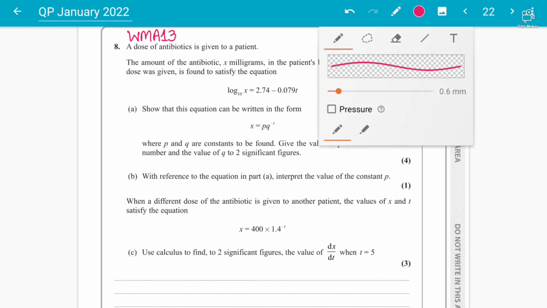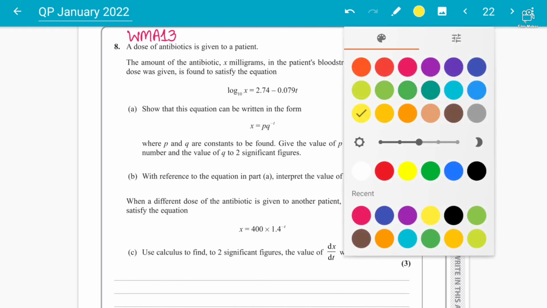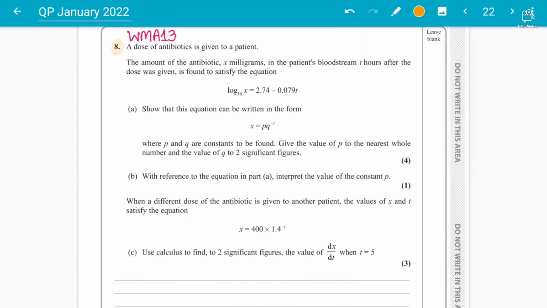So we have a January 2022 question, question number 8, which says a dose of antibiotics is given to a patient. The amount of the antibiotics, x milligrams, in the patient's bloodstream t hours after the dose was given is found to satisfy this equation: log 10 x is equal to 2.74 minus 0.079 t.